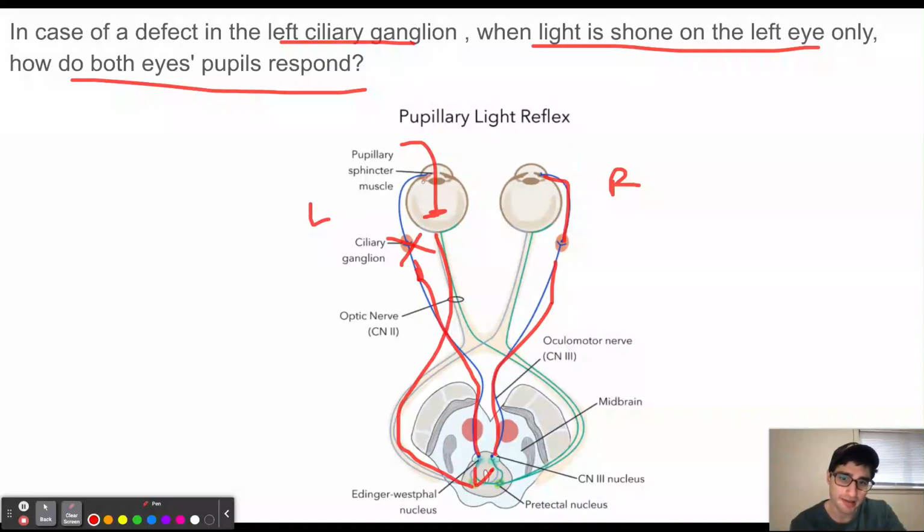So just to summarize, because of a defect in the ciliary ganglion of the left eye, we won't get a constriction of the pupil on the left, but because the right ciliary ganglion is still functioning, we will get a constriction of the right pupil.